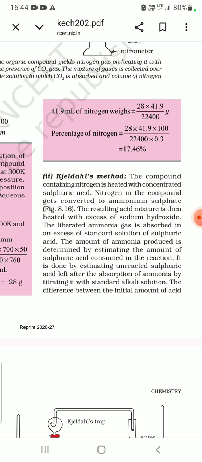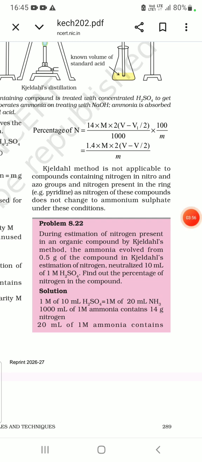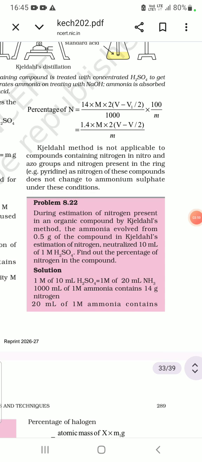The amount of ammonia produced is determined by estimating the amount of sulfuric acid consumed in the reaction. It is done by estimating the unreacted sulfuric acid left after absorption of ammonia by titrating it with the standard alkali solution. And this is very important, that the Kjeldahl method is not applicable to compounds containing nitrogen in nitro group, azo group, and in pyridine also, because nitrogen in these compounds doesn't change to ammonium sulfate under these conditions.